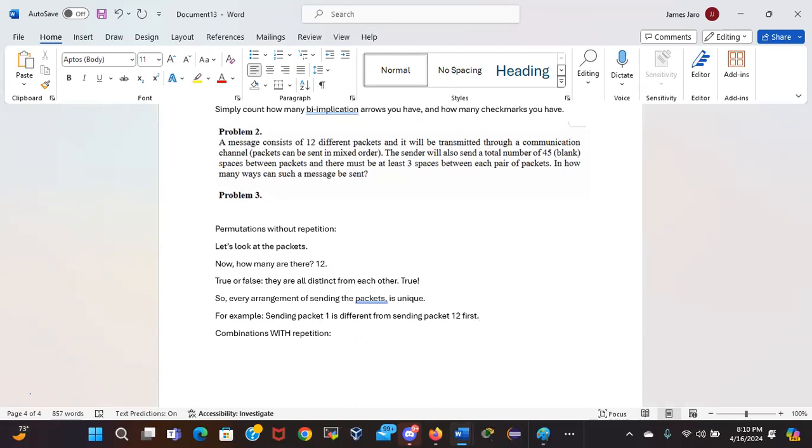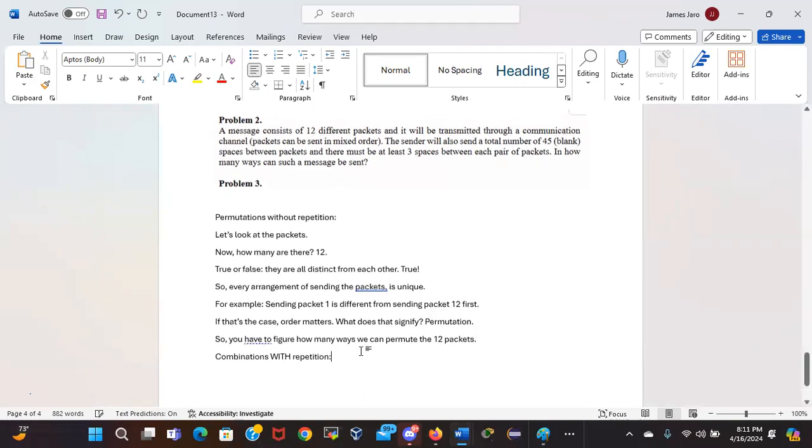Okay, so if that's the case, order matters, right? What does that signify? Permutation. Yeah, a permutation. Does that make sense? So you have to figure out how many ways you can permute the 12 packets. Does that make sense? So that's the permutation without repetition.